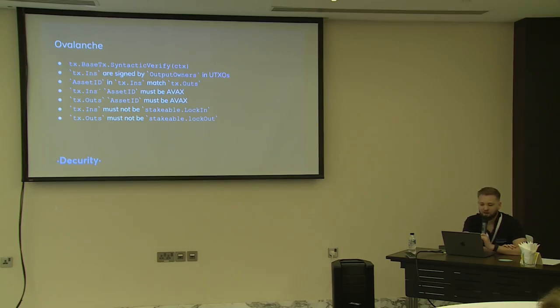In Avalanche, this is the field output owners. And if you look at Avalanche transactions in P-chain, in platform chain, you will see most of these checks. Well, you will see all of these checks actually. These are just sanity checks that you are not trying to double spend, you are not trying to spend the balance of some other account, and so on.